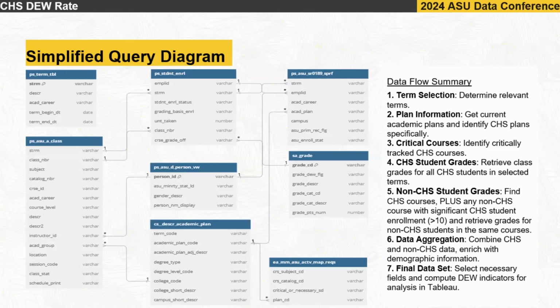But generally, what you want to look at is the far right, because this is the process that the query goes through. First couple items is actually 3 items, where we're just collecting data. So we're getting our relevant terms that we're interested in. We have some logic built into the dashboard to select those terms dynamically. We're going to get our plan information, both for our students and for other students, other degrees at the university. We're going to look at what are the critically tracked courses for our college. Then we're going to retrieve the grades for all the CHS students in those terms.